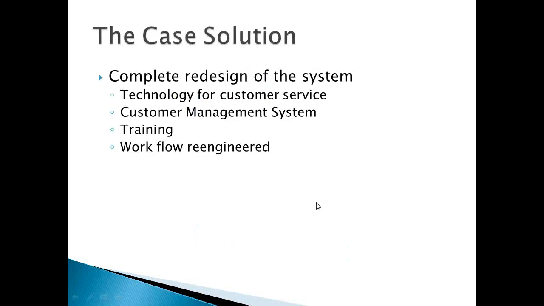So let me tell you what we did in the solution in the case in this large insurance company. They had all these problems, and they started off by saying, okay, let's do customer service training, because the biggest issue was customer service problems. We had long line waits and problems. But here's the metaphor that I use. It's sort of like this.